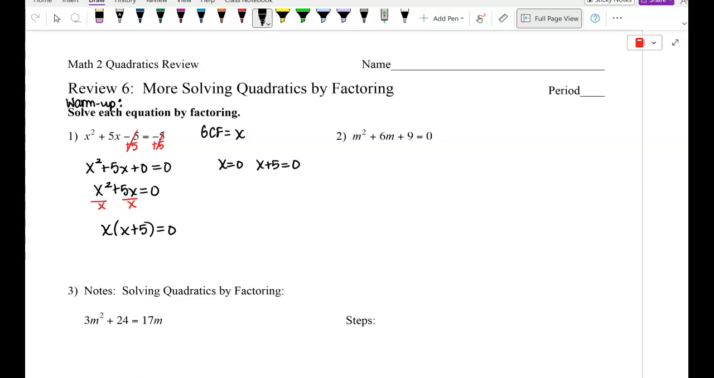X equals 0, there's nothing further I can do to that. So I know one of my places it crosses the x-axis is at the origin at 0, 0. The other one, I'm going to subtract 5 from both sides here and get x equals negative 5. So I have two solutions. So I'm going to put them in my solution set. I have 0 and negative 5. Those are the two spots on the x-axis that my function crosses. That's what that is telling me. Two solutions means that I cross that x-axis 2 times at those values.